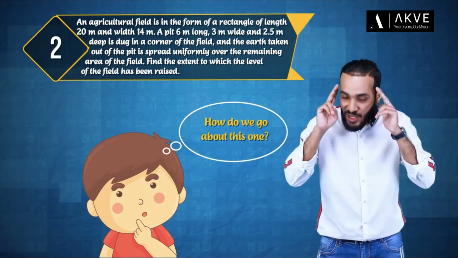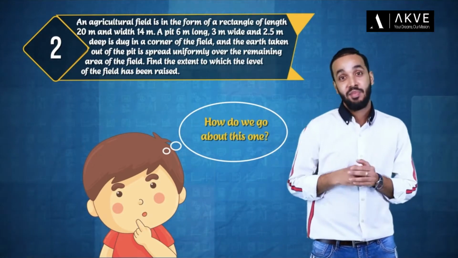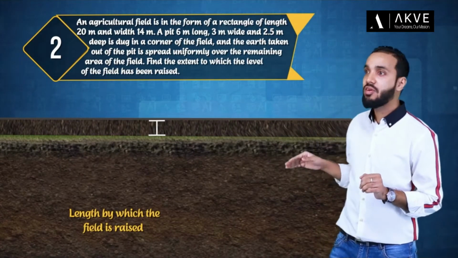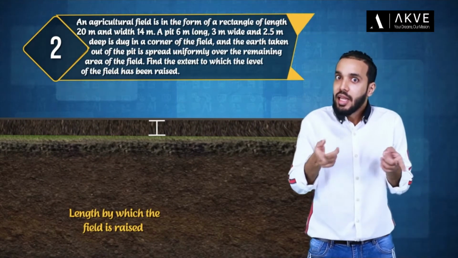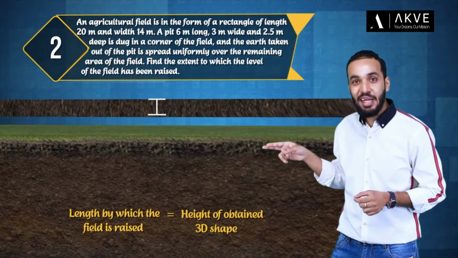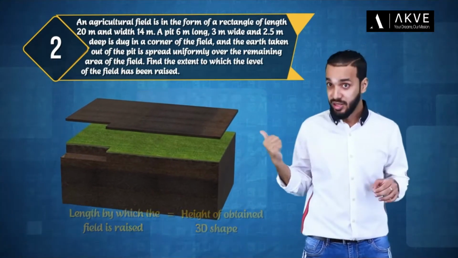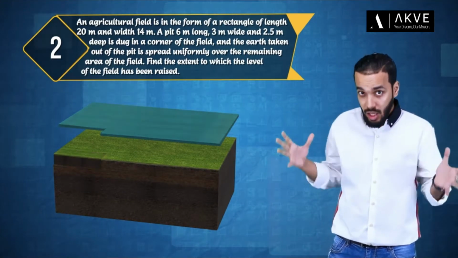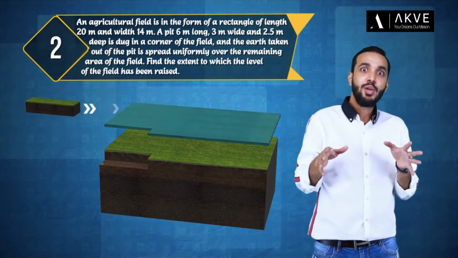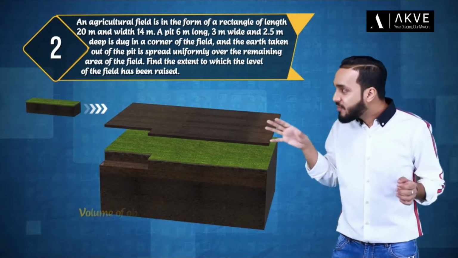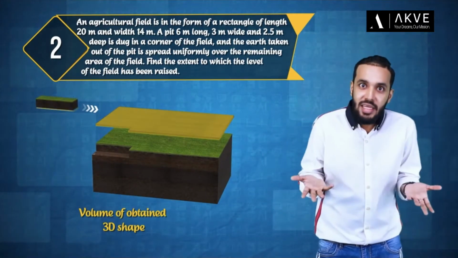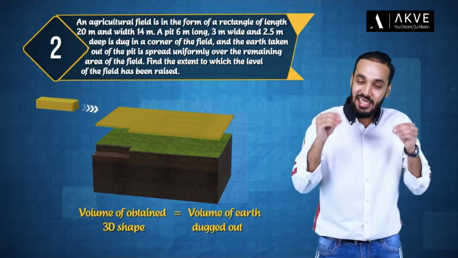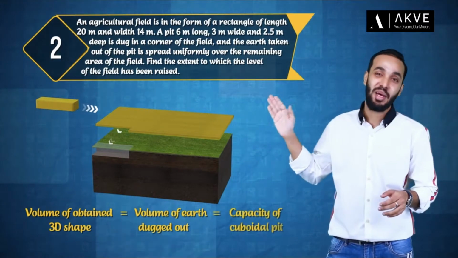Well, this is where your imagination comes in. We need to find the length by which the remaining area of the field is raised, which, in other words, is just the height of this 3D shape. Now, this 3D shape was created by spreading all the earth dug out from the pit. So, if you think about it, the volume of this 3D shape would be the same as the volume of the earth dug out from the pit, which in turn is nothing but the capacity of the pit.